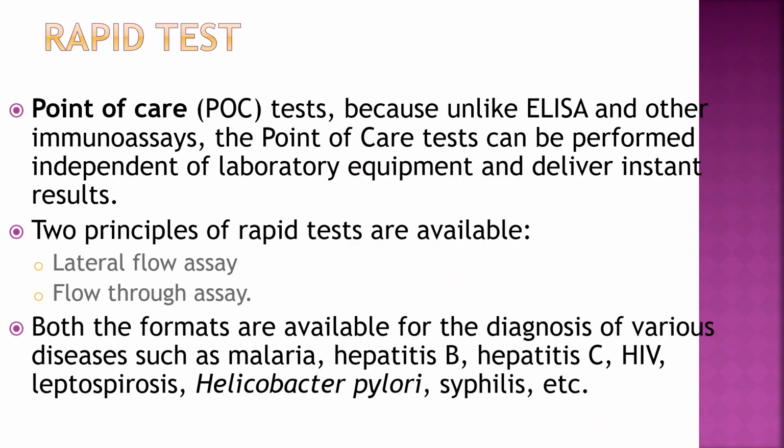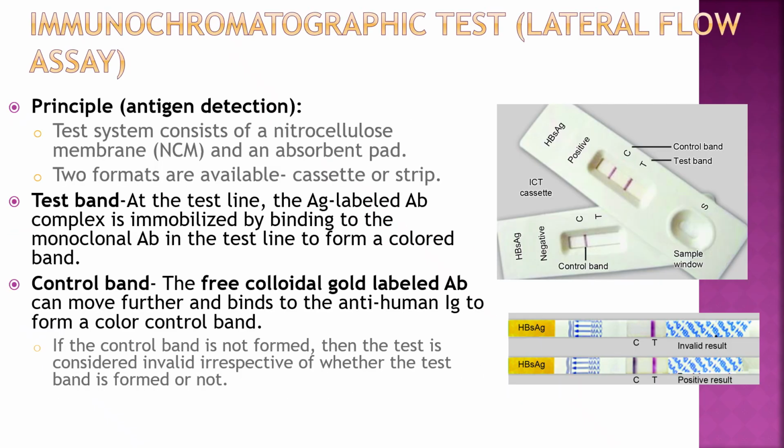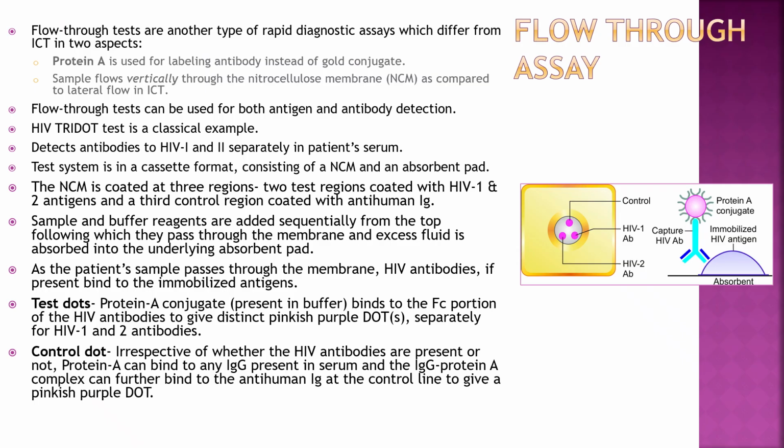Rapid test, a point of care test. There are two types, lateral flow and flow through. Immunochromatography, that is lateral flow assay. The test system consists of a nitrocellulose membrane and absorbent pad. Two formats are available, cassette and strip. Application: hepatitis B surface antigen.